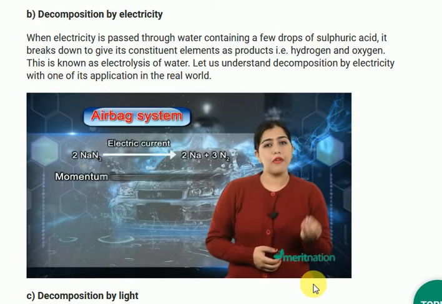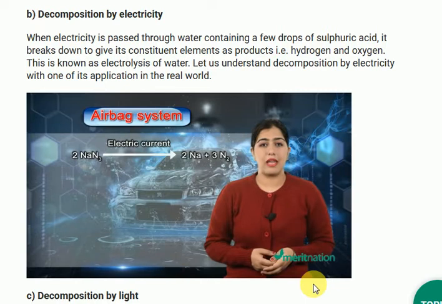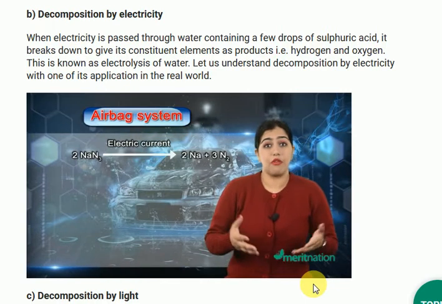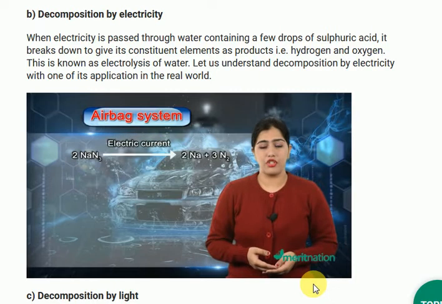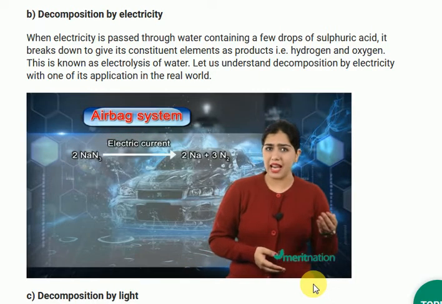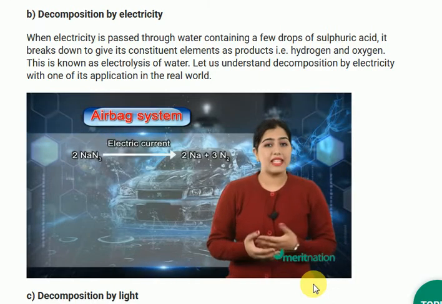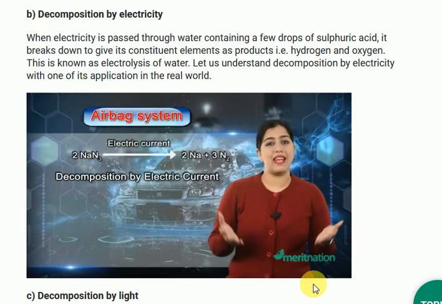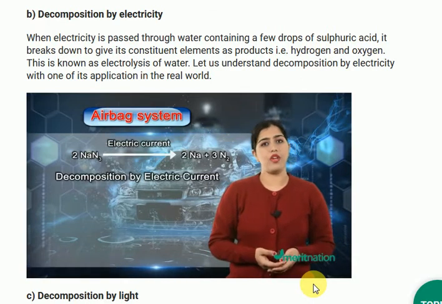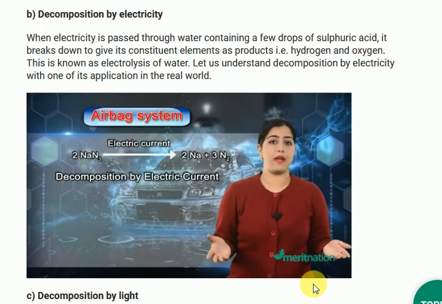Now there's a very interesting thing to note about this type of reaction or this type of decomposition, that the driving force in such decomposition reaction is the electric current. So we can say that it's a very good example of decomposition by electric current. And now we know that these reactions also help us to save our life.